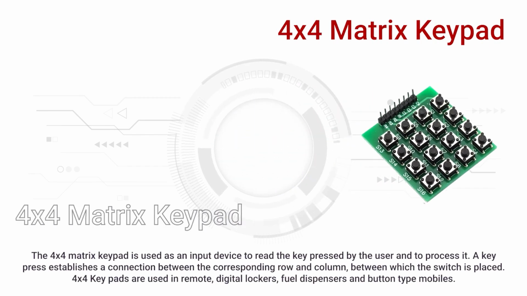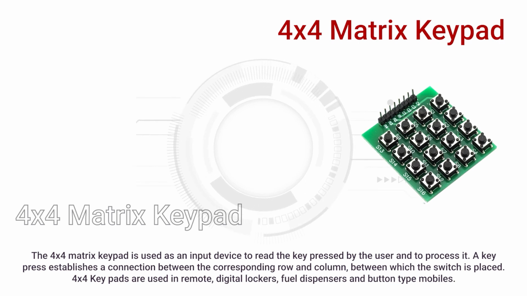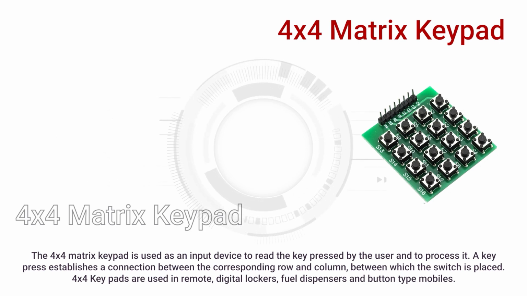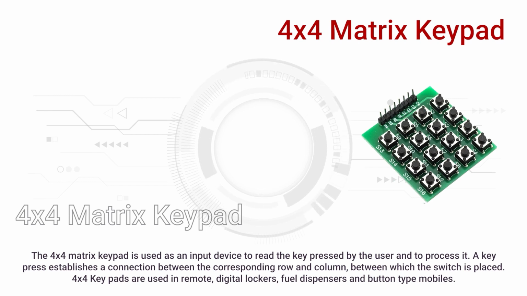The 4x4 matrix keypad is used as an input device to read the key pressed by the user and to process it. A key press establishes a connection between the corresponding row and column, between which the switch is placed. 4x4 keypads are used in remotes, digital lockers, fuel dispensers and button-type mobiles.